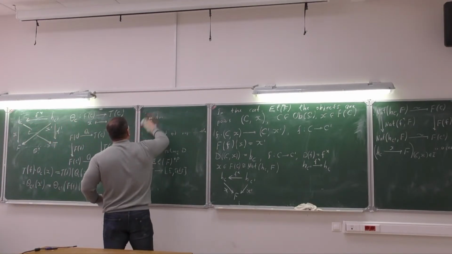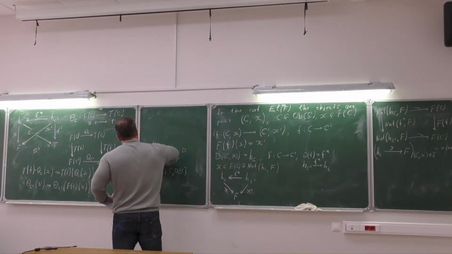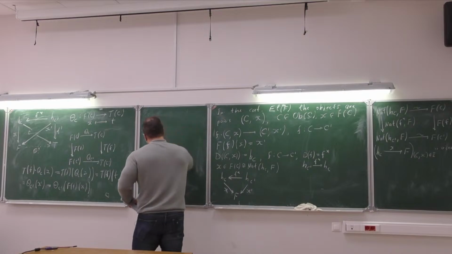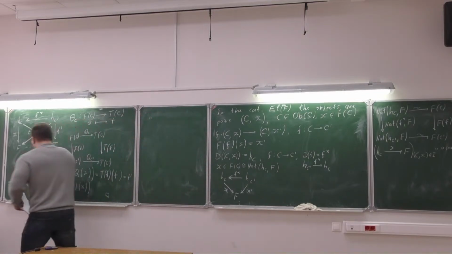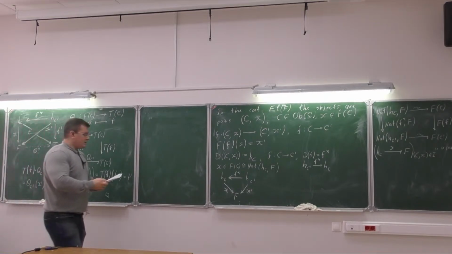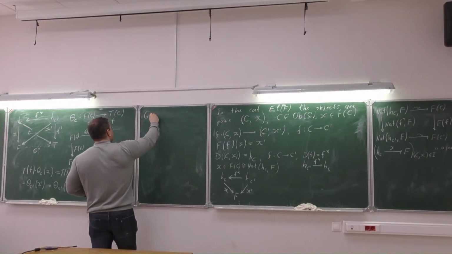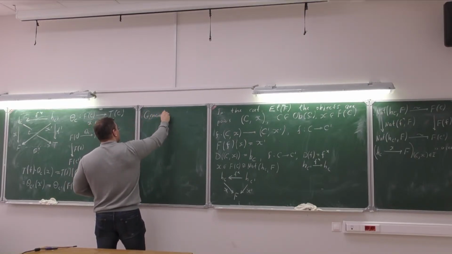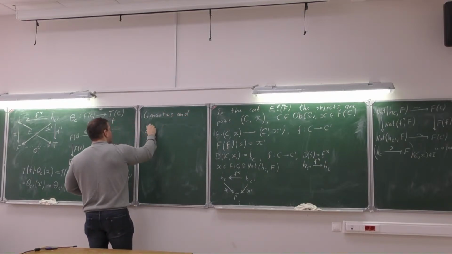Okay. So my next goal is to formulate and prove maybe some versions of the special adjoint functor theorem and the general adjoint functor theorem. To do this, I need the notion of generators and cogenerators. So let's briefly discuss generators and cogenerators.